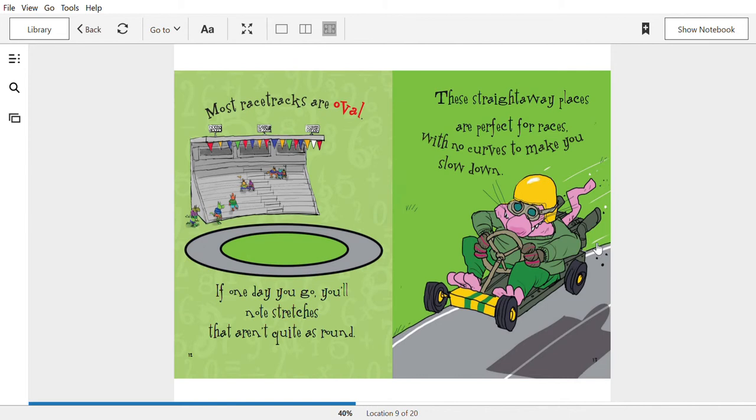Now pause the video and write an oval that you see or can think of. Then label it.